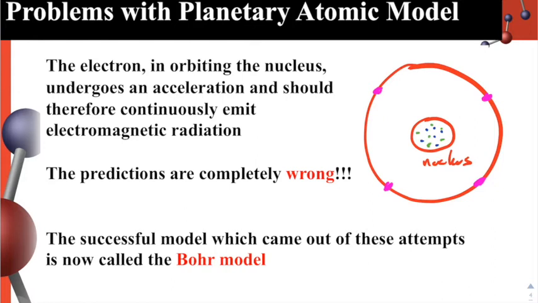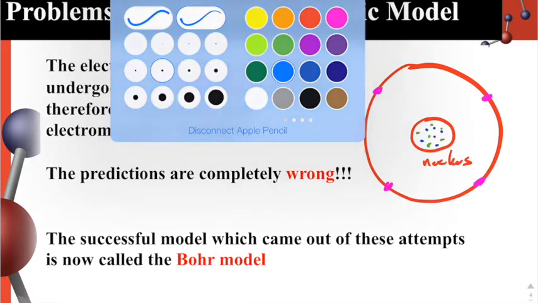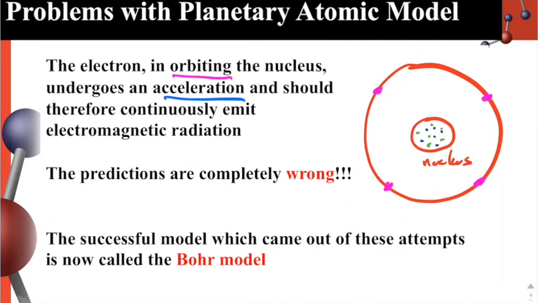There are problems with this model. One is that when an object is orbiting another object, it experiences an acceleration. This is classical physics. Velocity has direction and magnitude. The particle is changing direction, which means it is accelerating. It doesn't change speed, but it is accelerating. It accelerates but then gravity pulls it back in. So, because of the attraction due to the nucleus, based on classical physics it should continuously emit electromagnetic radiation, which it does not.